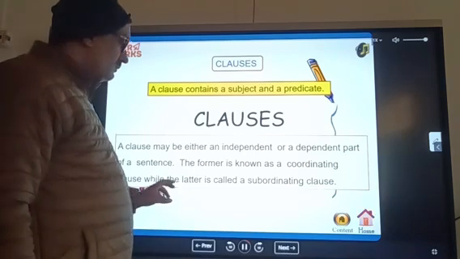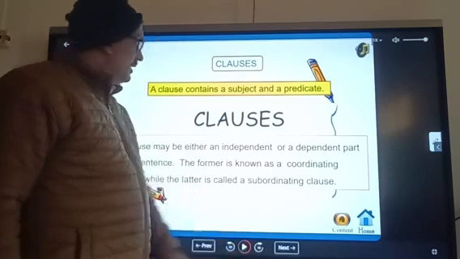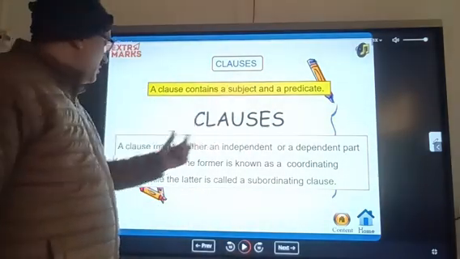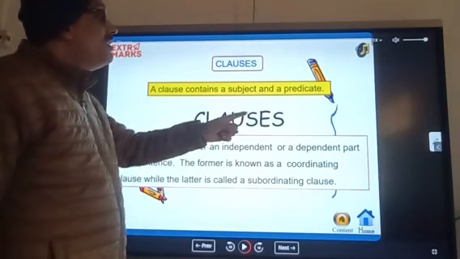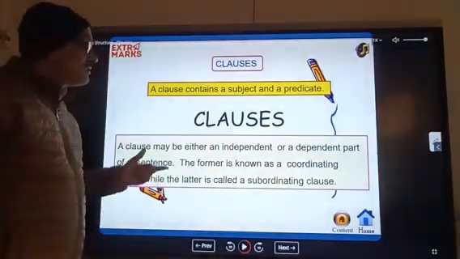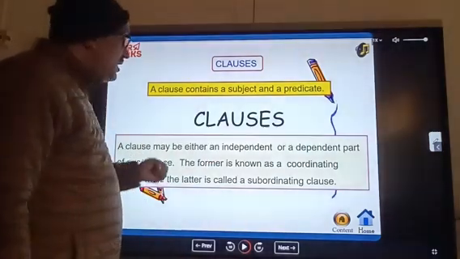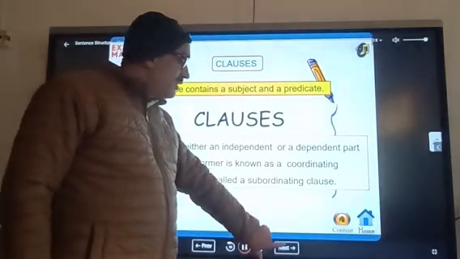A clause may be either an independent or a dependent part of a sentence. The former is known as a coordinating clause, while the latter is called a subordinating clause.